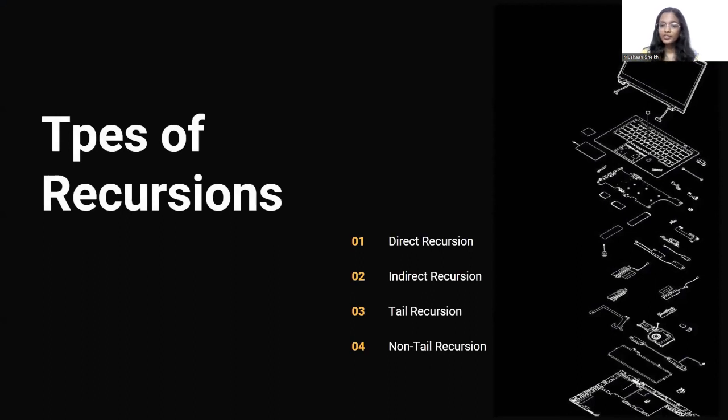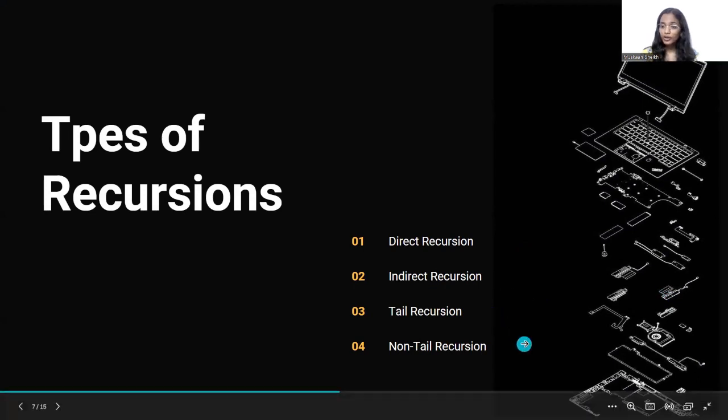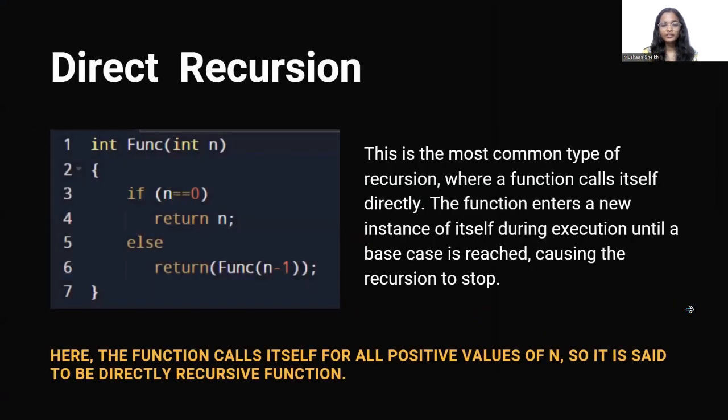So what are the types of recursion? There are 4 types of recursion: direct recursion, indirect recursion, tail recursion, and non-tail recursion. Direct recursion. This is the most common type of recursion where a function calls itself directly. This function enters a new instance of itself during execution until a base case is reached, causing the recursion to stop. Here, the function calls itself for all positive values of n. So it is said to be a directly recursive function.